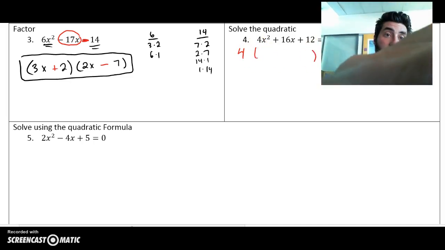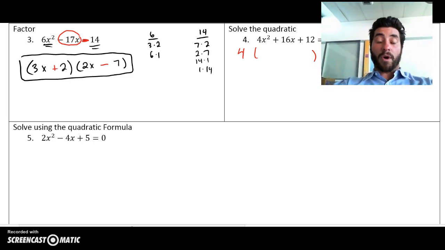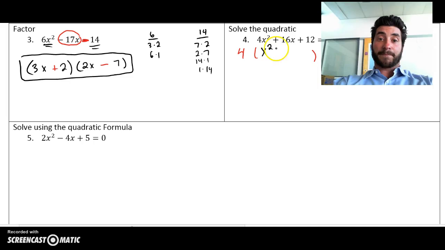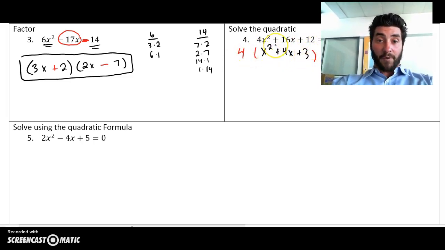All right, I can pull out that 4. What would I be left with inside here if I divide out a 4? An x squared. If I divide this term by 4, I'm left with plus 4x. And if I divide the 12 by 4, I'm left with plus 3. If you multiply this 4 back in, you would get 4x squared, 16x, and 12. We haven't changed anything. We just pulled out a 4.